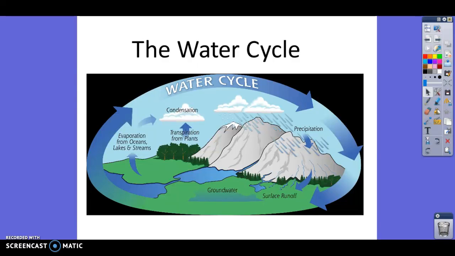Today in class we are talking about the water cycle, and I want to review the biomes while you guys are getting your stuff out. So biomes we talked about, and we said that they are large regions where they have a specific type of plants and animals in a specific climate.